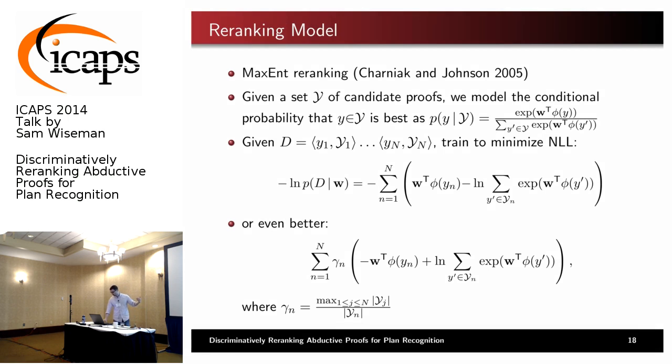Importantly, this discriminative model can incorporate arbitrary features, and so it can take into account what we mentioned before. So you need a loss function to train your reranker. This is a relatively standard loss function. I'm not going to go into the details. You can check out the paper. We modified it a little bit, but I don't think it's so important. The idea is if you have supervision, if you know what the right proofs are, then you can train your reranker to select the best one.